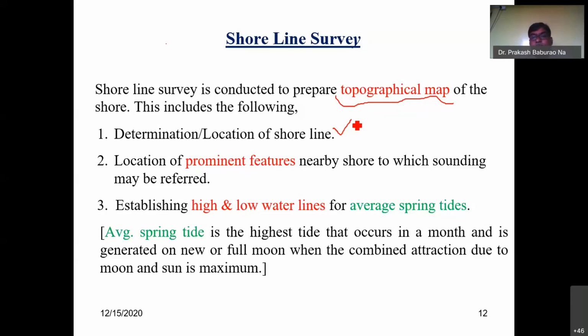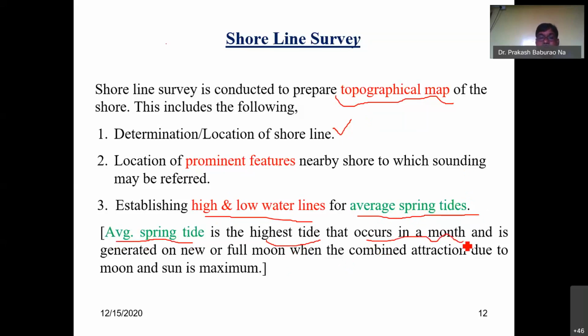So, the location of prominent features nearby on shore to which the sounding can be referred, and establishing the high water line and the low water line, which is applicable for the spring tides, average spring tides. You know, there are lunar tides and spring tides. These are the two types of tides. If time is available, then definitely we shall go for measurement of the tides. So the average spring tide is nothing but the highest tide that occurs in the month.